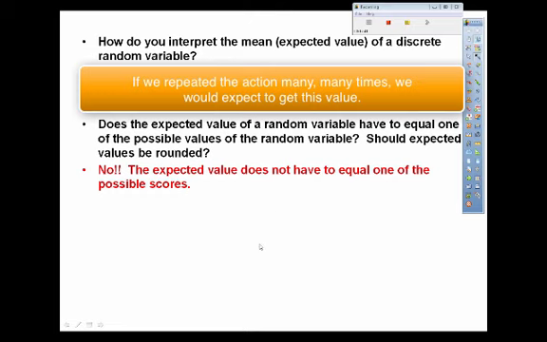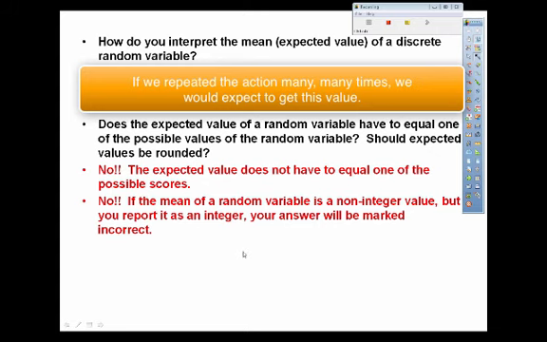And should expected values be rounded? No. If the mean of a random variable is a non-integer value, but you report it as an integer, your answer will be marked incorrect. So don't round it, leave it. Okay? Yes. All right. So that is your AP test today. All right.